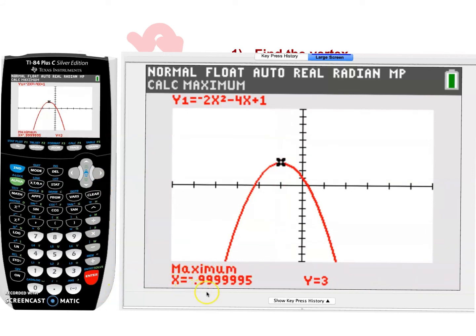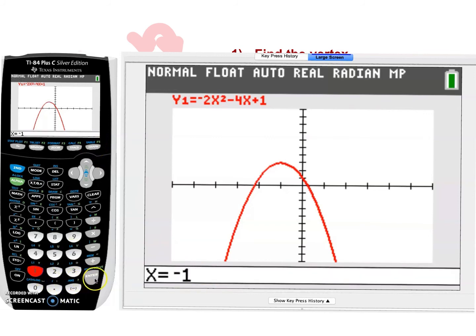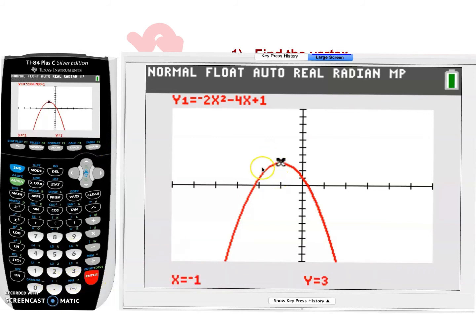Now, one of the things that it sometimes does here is it's a little bit inaccurate, 0.99999, comma 3. Well, that's just about negative 1. So what I do is I hit trace again, and I just hit negative 1, and I confirm, is negative 1, 3 a point? Yes, it is. So there's my vertex. And now I can just use the trace button to find a point to the right. I hit 0, enter. There's a point to the right. If I hit 1, enter. There's another ordered pair.